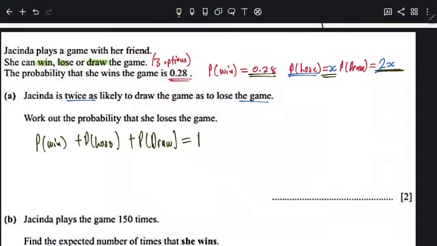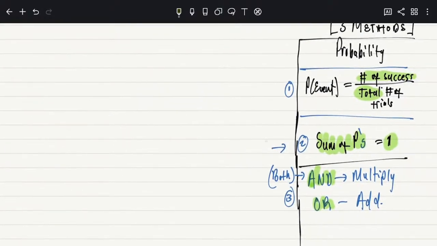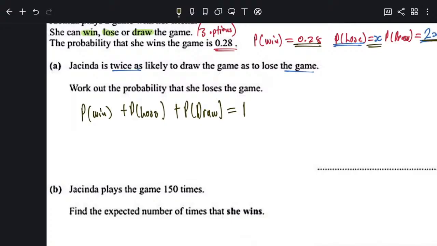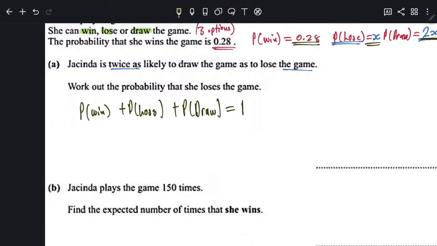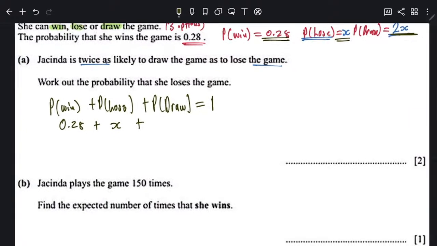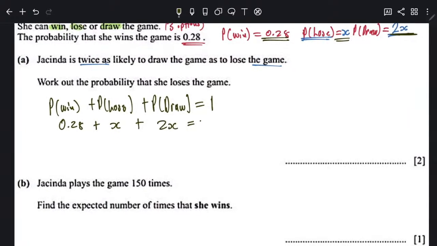Are you taking it from nowhere? No. We are taking this second part, that probabilities add to give us 1. So now we'll say, do you know the probability of winning? Yes. Don't rush, just do step by step. Probability of winning is 0.28. Plus, do you know the probability of the loss? Yes, it's x. Plus, do you know the probability of a draw? Yes, it's 2x. And these give us 1.